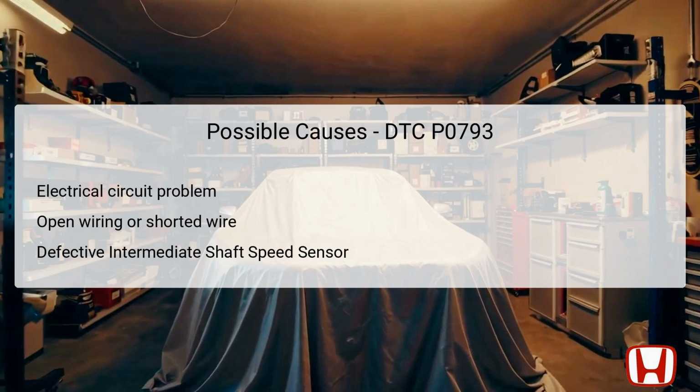Another possibility is a shorted wire, where the wire makes unintended contact with a ground, causing the sensor to signal incorrectly. Lastly, the issue might originate from a defective sensor itself, which fails to send the necessary signals to the PCM. Each of these causes necessitates specific troubleshooting steps to accurately diagnose the underlying issue.